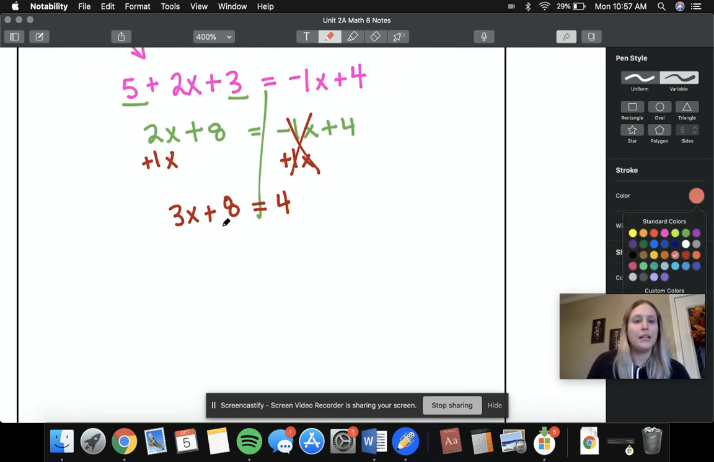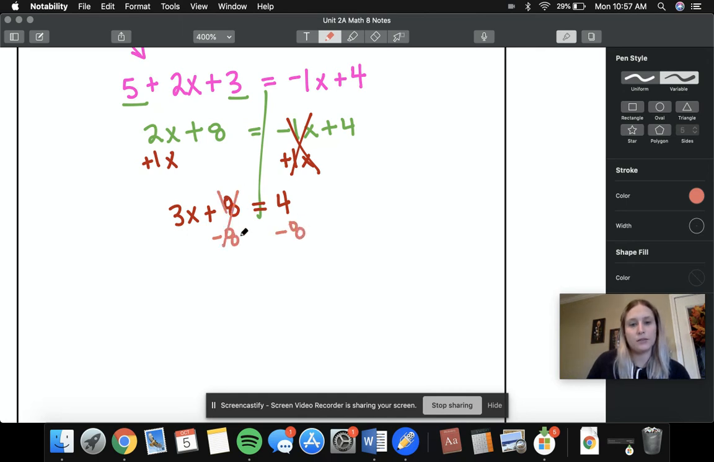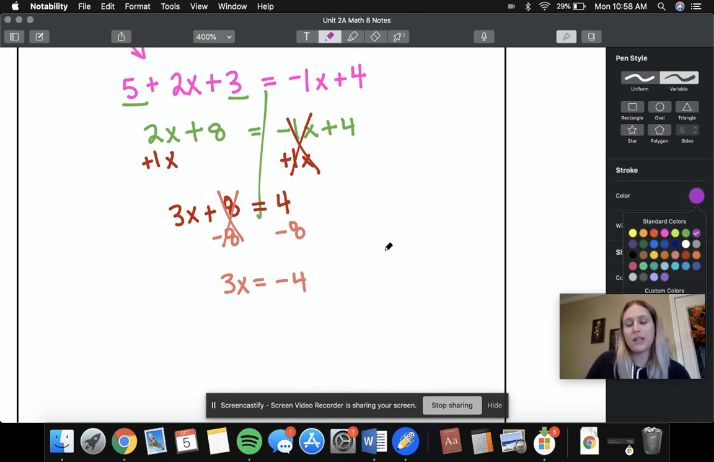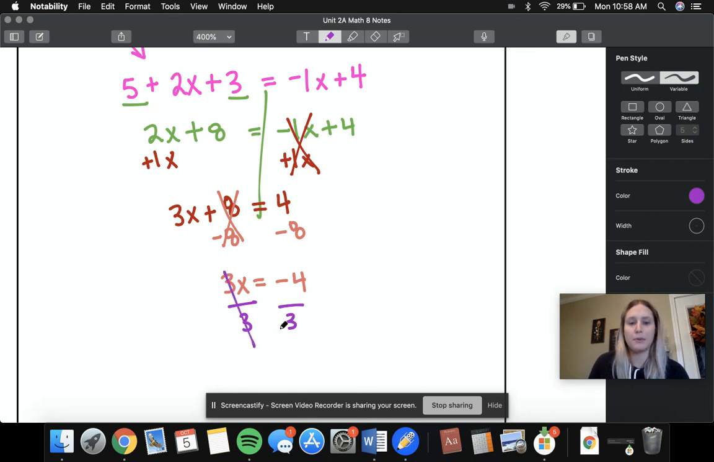Okay. Now we're going to move the 8 with a negative 8. Okay. 4 minus 8, or 4 plus negative 8 mean the same thing, and we would get a negative 4. Okay, the final step is to divide by 3 because we would get a 1x. Okay. And negative 4 divided by 3 would be negative 1.3 repeating.